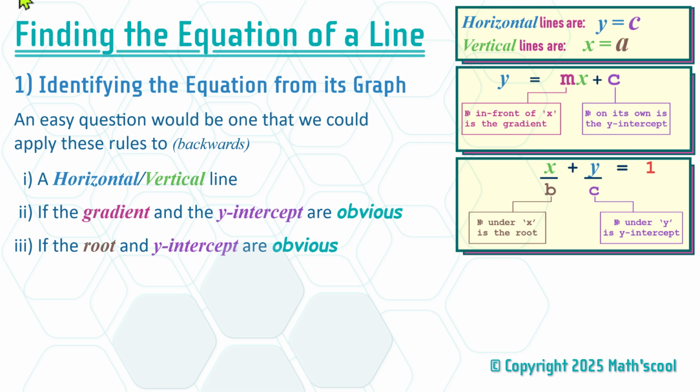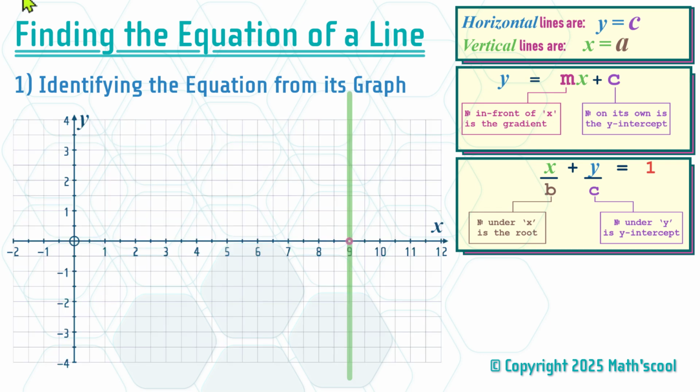Okay, so now we're going to move on to finding the equation of a line. So before we were drawing the line, now we're trying to figure out what the equation is when somebody else has drawn it. And there are 3 situations. We might have a horizontal or vertical line. We might have a line where they make it easy for us to see the gradient and the y-intercept. Or we might have a line where the root and the y-intercept are obvious. So we just deal with them one at a time.